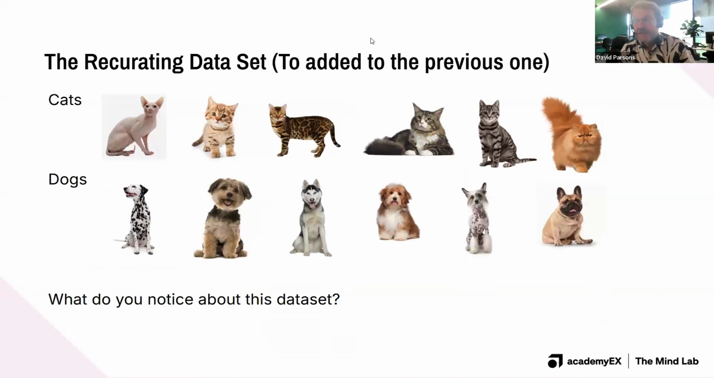And then the next step is to give what they call the recurating data set. So you just add some more cats and you add some more dogs. Any thoughts about this data set? Any observations at all?